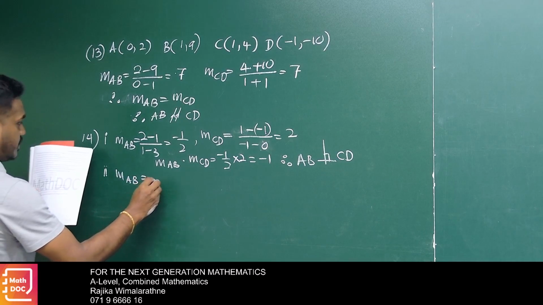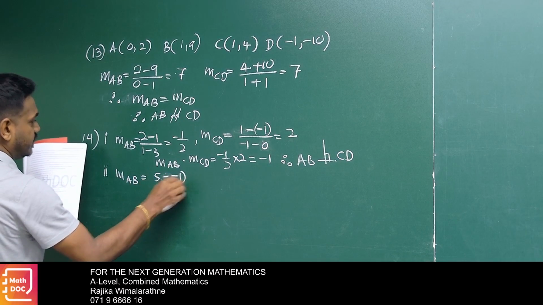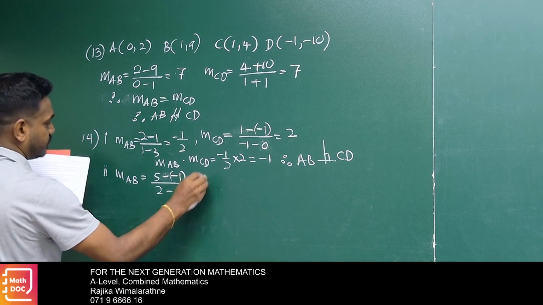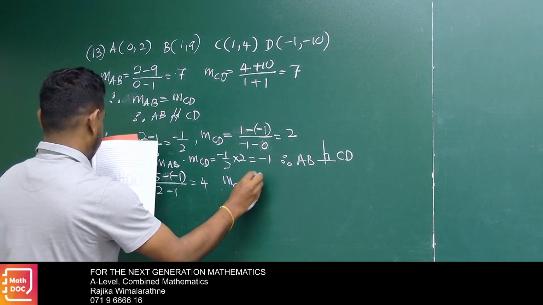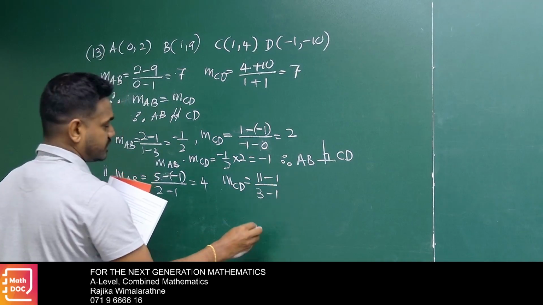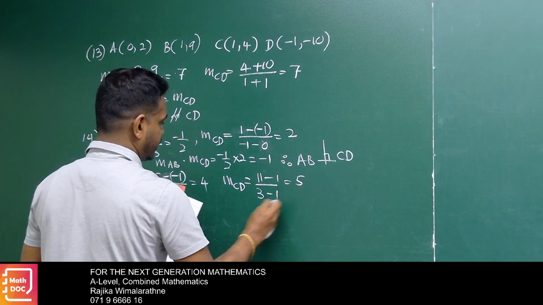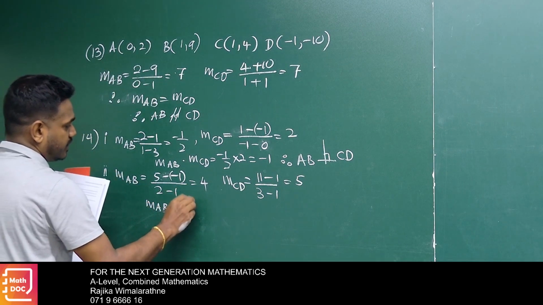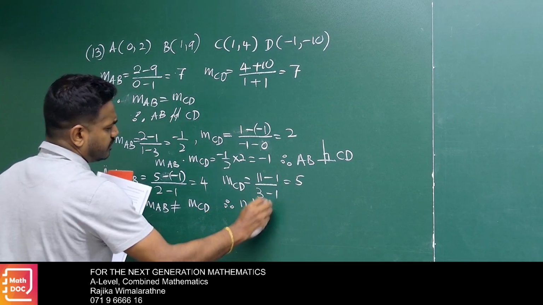MAB: 5 plus 5 minus -1, 2 minus 1. MCD: 11 minus 1 over 3 minus 1. Here it is 10 over 2, which is 5. Here they are different. MAB is not equal to MCD, therefore not parallel.